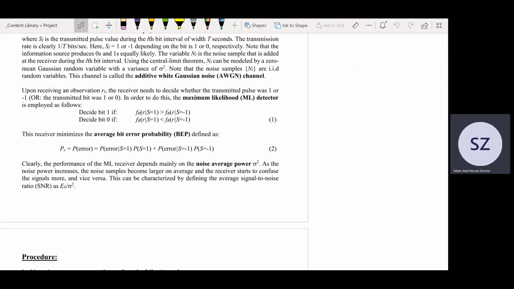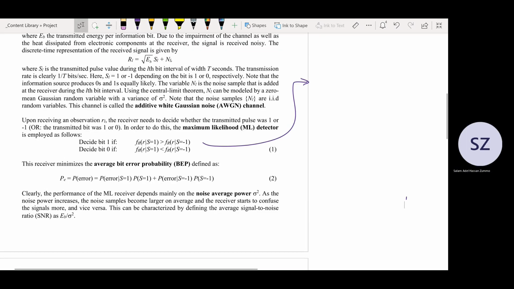how to start, basically. I gave you the decision regions. You decide for bit 1 when the PDF of the received signal given S equal 1 is larger than the PDF of the received signal given S equal minus 1. What does this mean? So let's see. What is the PDF of R given S equal 1? What was R?